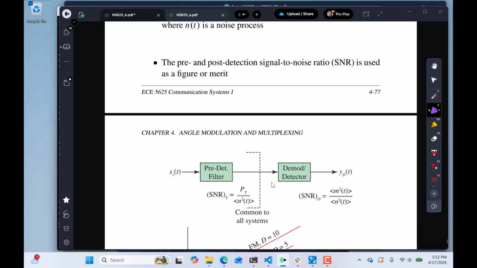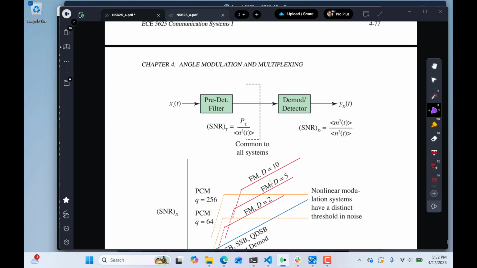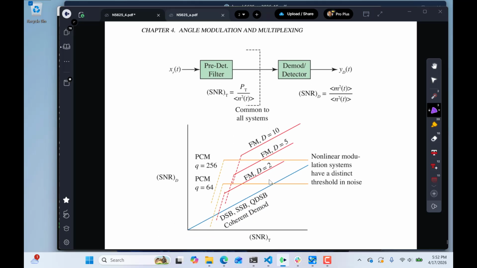So some information that I believe appears at the end in Chapter 4 is just comparing what's called pre- and post-detection signal-to-noise ratio to form a figure of merit on the performance of different modulation schemes. So this is the picture.